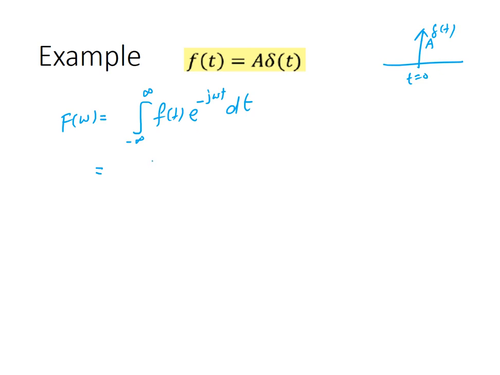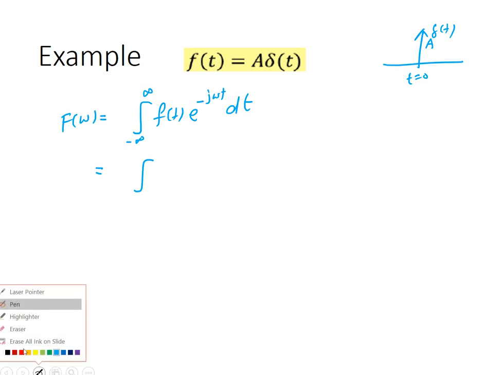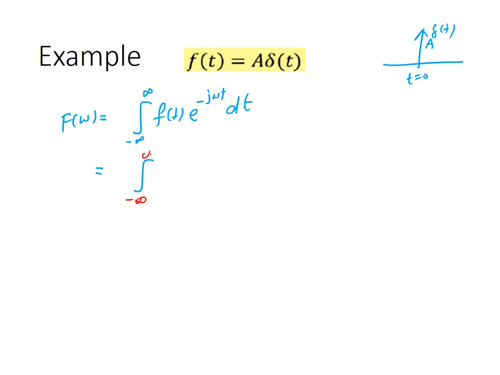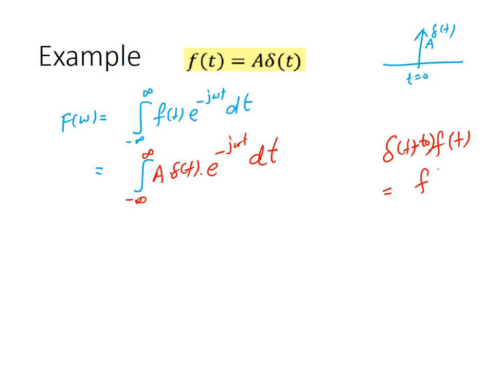F of t is this impulse function. So I will replace my f of t with the impulse function times e to the power minus j omega t times dt. Okay, so remember the impulse properties. Whenever an impulse multiplies with a function, what is happening? Let me use the shifted impulse here. We will get the function value at the impulse location with that impulse. This is one property of the impulse.